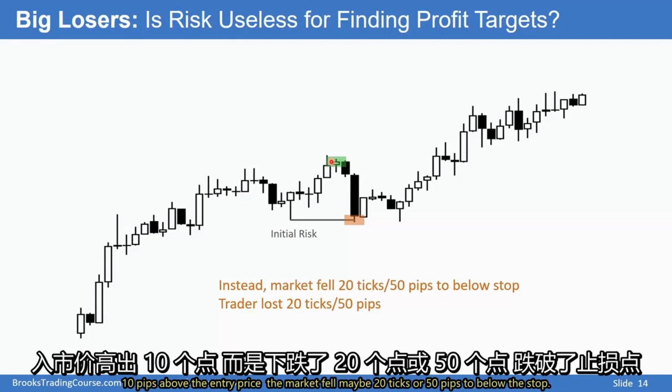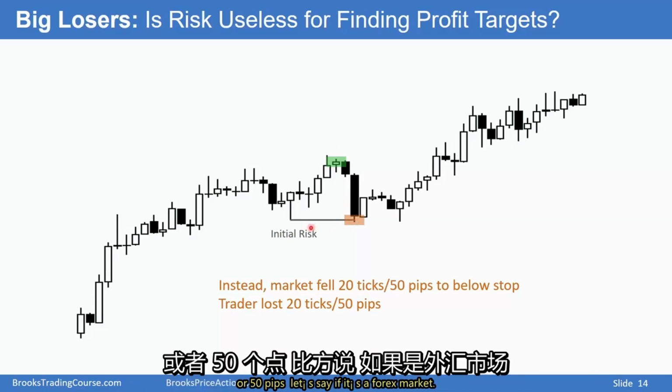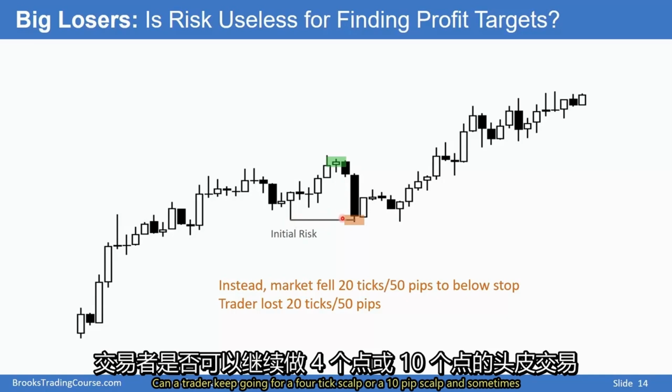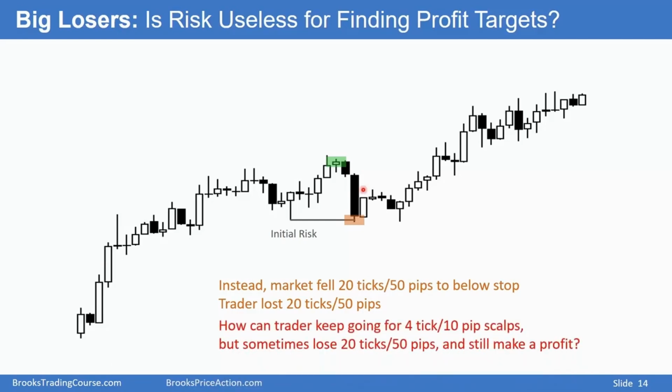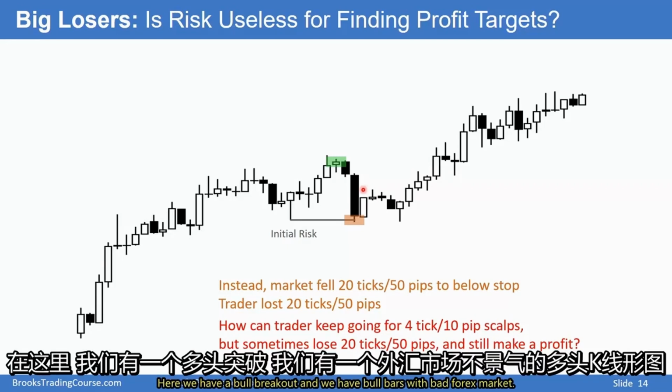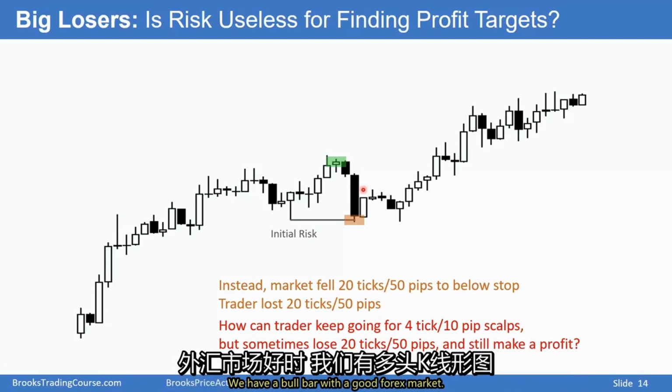But instead of reaching that minimum scalp, 4 ticks above the entry price, or in a Forex market 10 pips above the entry price, the market fell maybe 20 ticks or 50 pips to below the stop, and the trader ended up losing 20 ticks, for example, if it's an E-mini or a stock, or 50 pips, let's say, if it's a Forex market. Can a trader keep going for a 4-tick scalp or a 10-pip scalp and sometimes lose 20 ticks, sometimes lose 50 pips, and still make a profit?